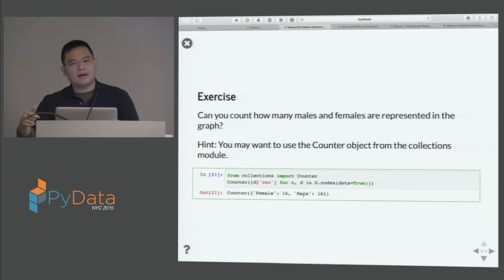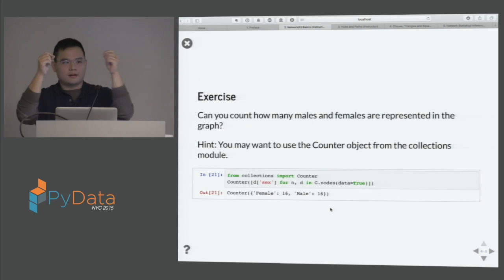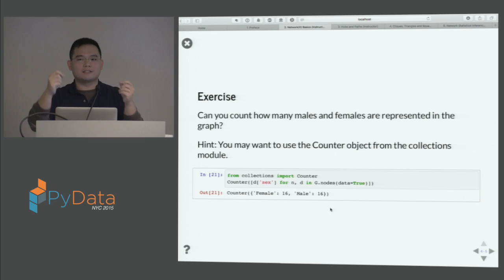And like I was saying, I added 2 individuals later on, so it's supposed to be 15 and 15. All right? So that's this list comprehension way of thinking. I'd like you guys to start thinking in terms of list comprehensions as well. It's a very compact way to express what you're querying for inside the network.